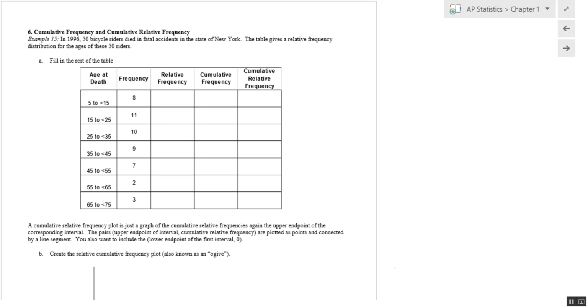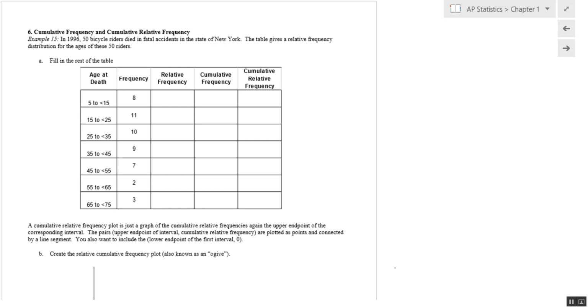Hi AP Stats, we're going to be doing page 8 of the notes and we're going to talk about cumulative frequency and cumulative relative frequency. So here's our example, example 15. In 1996, 50 bicycle riders died in fatal accidents in the state of New York. The table gives a relative frequency distribution for the ages of the 50 riders. Okay, so fill in the rest of the table.